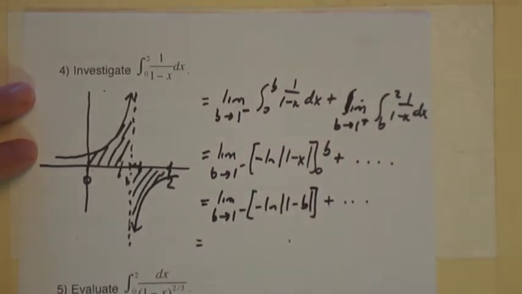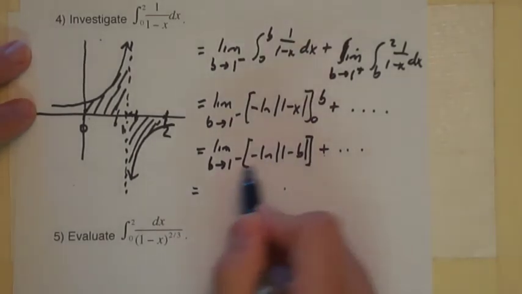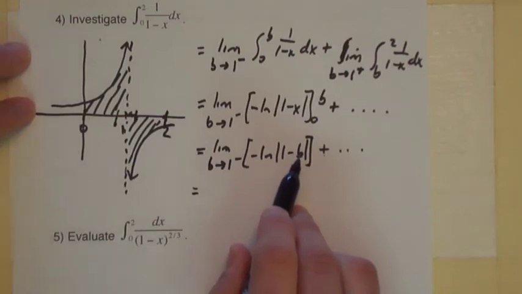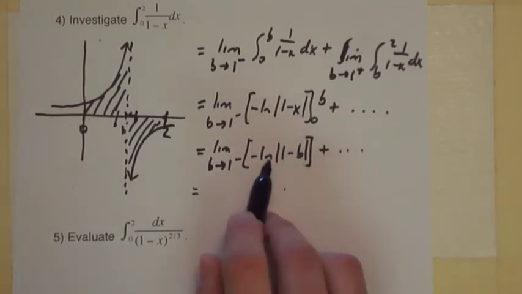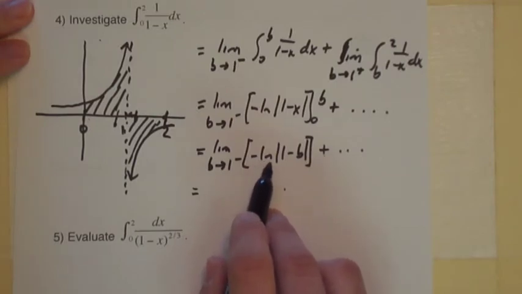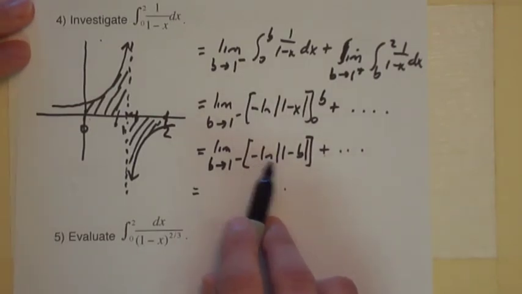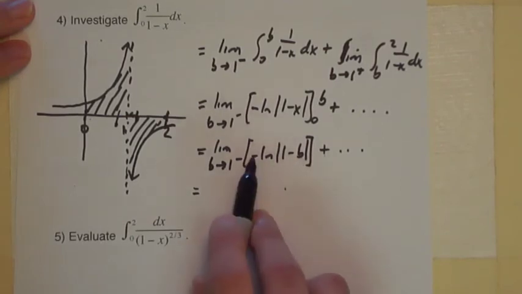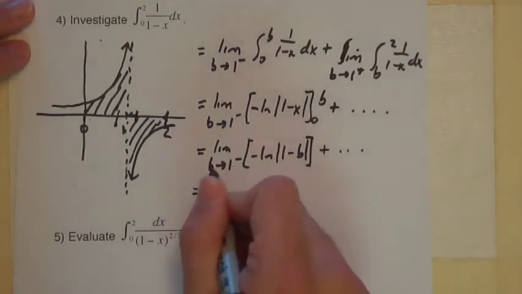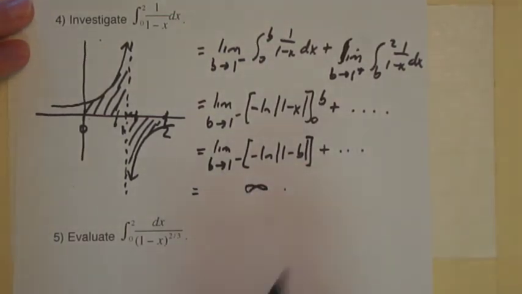Now what happens? Well, when you push b towards 1 from the left, 1 minus a number slightly smaller than 1 will be a very small positive number. And if you think about the natural log of a very small positive number, like 0.00001, it's a very, very large negative number. If you're not sure about that, think of the graph of natural log of x. So this goes towards negative infinity. So we have negative of negative infinity, which is positive infinity. So this whole limit is infinity.